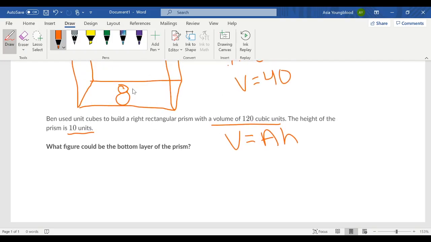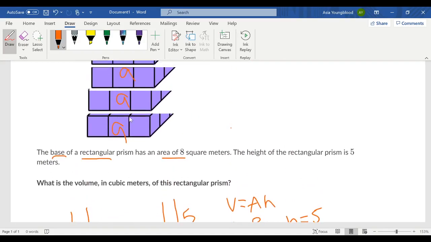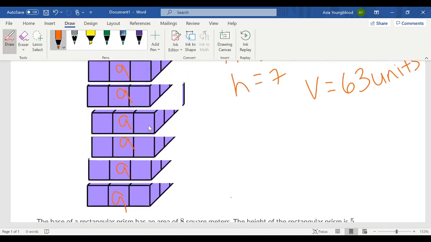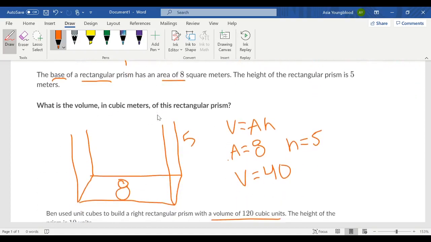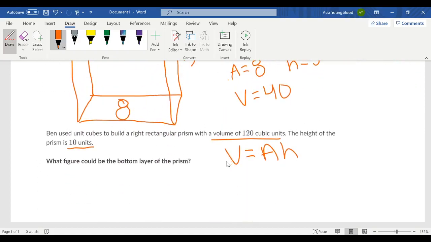So our area for this problem came from here, the 8. The area from this problem came from the 9 cubes that are on the bases. So the area is the area of the base. So if we want to figure out what the area is and we know the volume and the height, we would just divide both sides by the height.